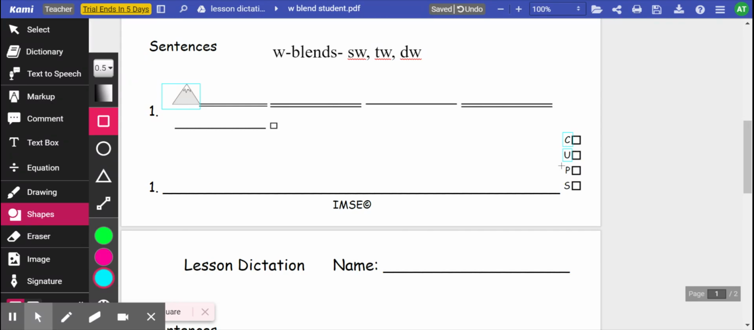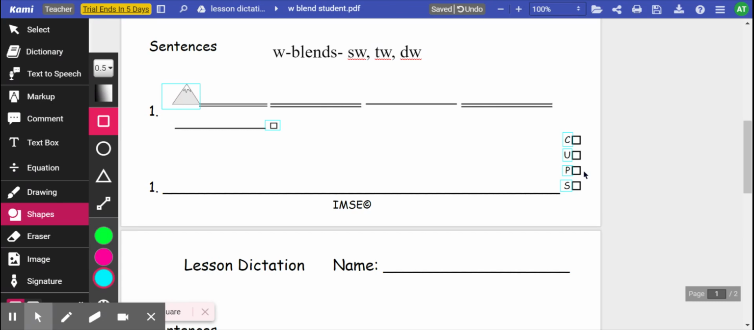What does the P stand for? The P stands for punctuation. So P means that it must end with a period or a question. A sentence must end with a period or a question mark or an exclamation point, but we'll work on that later. And what does S stand for? That's correct. It stands for spelling. So spelling is important.